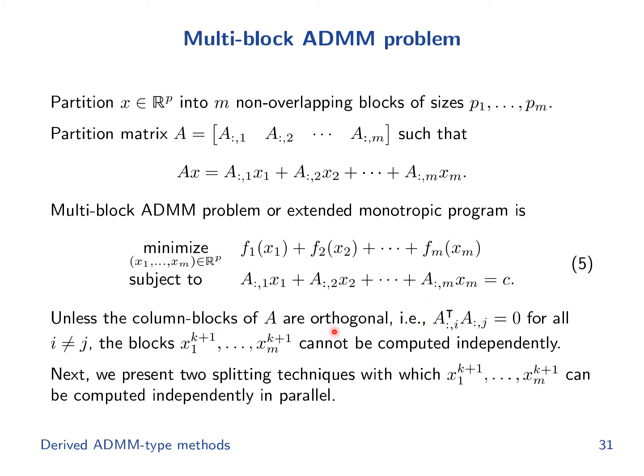Unless all the column blocks are mutually orthogonal, that is, each i's block transpose times j's block equals 0, that is, all the columns in the i's blocks are orthogonal to any of the columns in the j's blocks, and vice versa. When you update these blocks in ADMM, you cannot update them independently because they couple together in the quadratic term. So we're going to present two splitting techniques so they can indeed update independently in parallel.